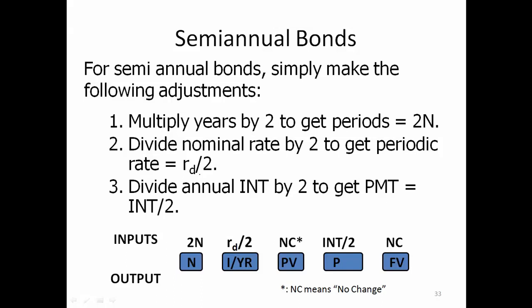And then you divide the nominal interest rate by 2 to get the semi-annual interest rate. And you divide the annual coupon payment by 2 to get the semi-annual payment. So your annual coupon rate multiplied by 1,000 and then divided by 2, you get the coupon payment amount every 6 months. Your future value amount, that is the $1,000 par value payment, and this will not change. And then you compute for the price, the present value.